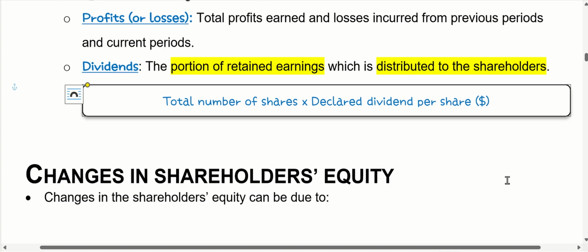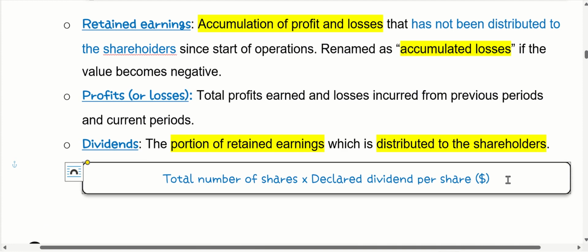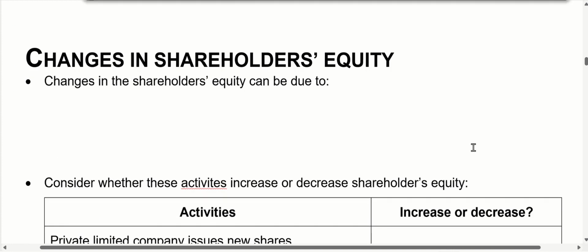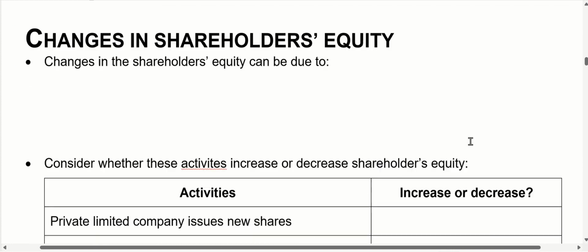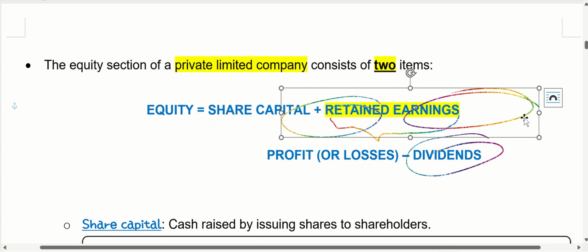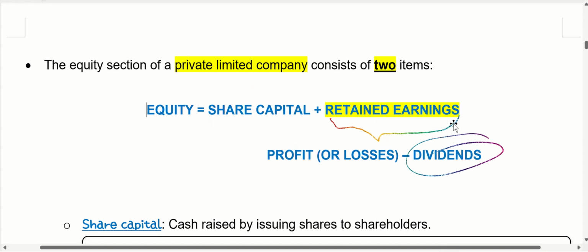All right, now that we know what all these items in the shareholders' equity of a private limited company are, let's think about what can cause their changes. So going back here again, just to recap, the shareholders' equity section equals the share capital, plus retained earnings, which is made out of profit or losses minus dividends.